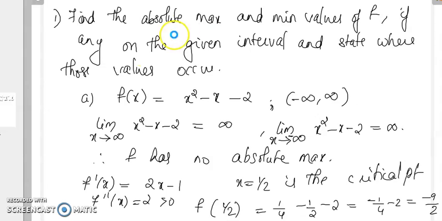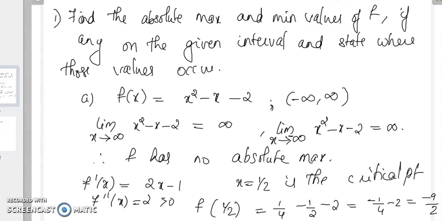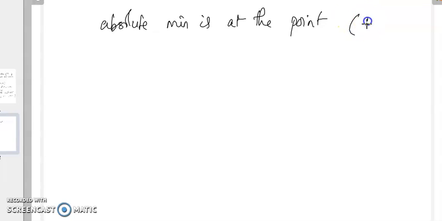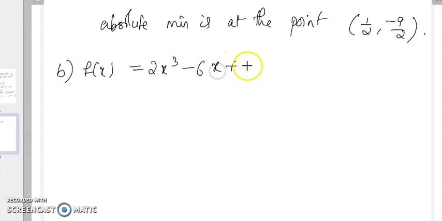Therefore the absolute minimum is at the point 1 by 2, minus 9 by 2. So that is the absolute minimum point. And the next question is, you have f of x equal to 2x cube minus 6x plus 2, where you have the interval minus infinity to infinity.